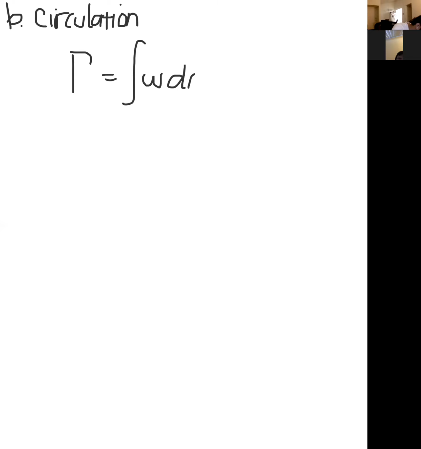Okay, so that was part A. So now let's do part B. In part B, we're going to compute the circulation inside this vortex. The formula for circulation is given by this: gamma is equal to the integral of omega dA, where basically we're going to be integrating the vorticity over the area of our cylinder.